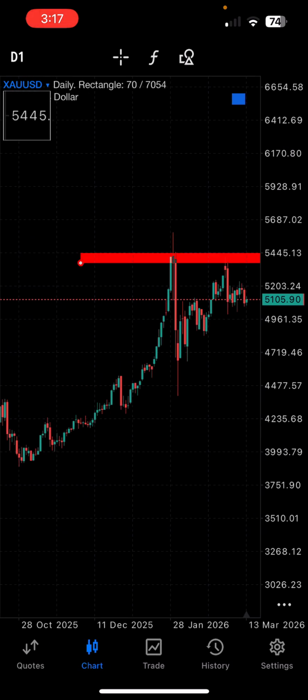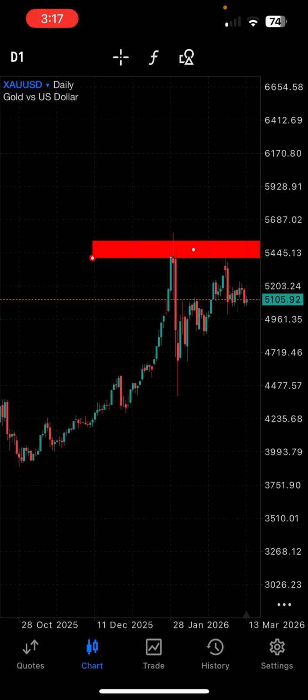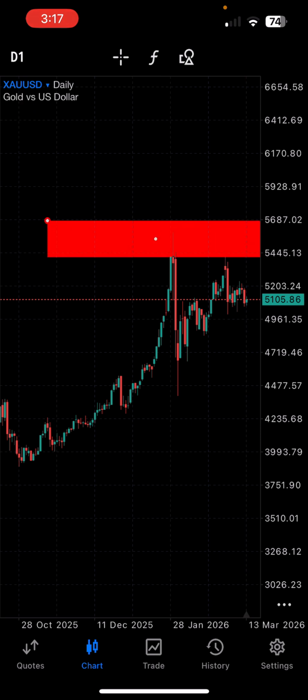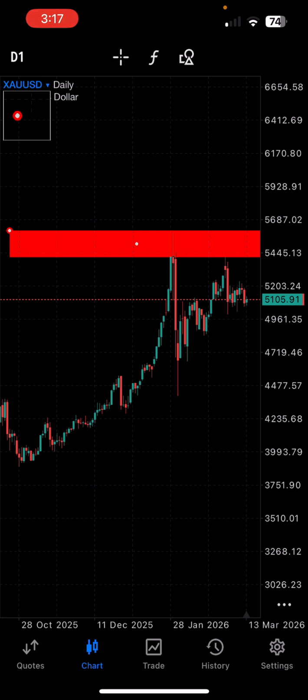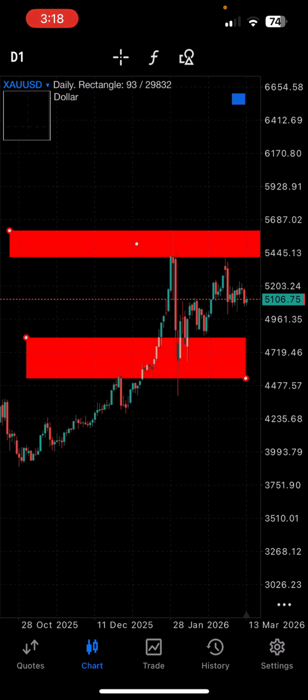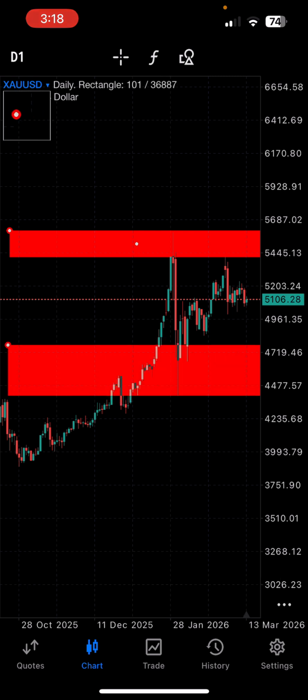Draw out your zones, or you mark out your zones. So that is going to be our zone right there. Let it cover all, let it cover the wick of the market. Then you come down also and draw your support. So that is our area right there.